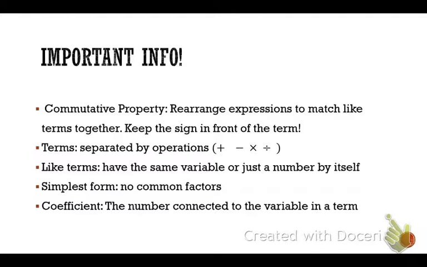Okay, the first one is the commutative property. This is not the first time you've heard me talk about the commutative property, okay? But this is going to be very, very important in this unit, okay? That you can rearrange expressions so you can match your like terms together. But you always keep the sign in front of the term. So if there was a minus sign in front of the term, you got to keep it there because that makes the term negative.